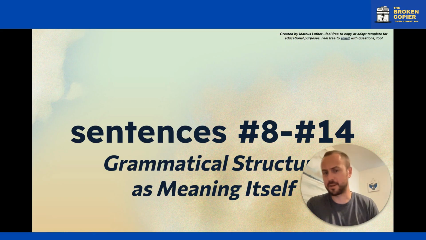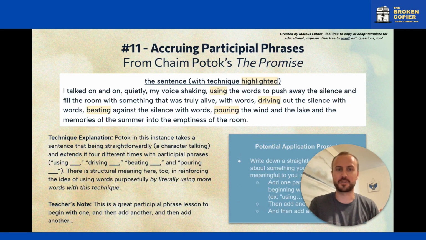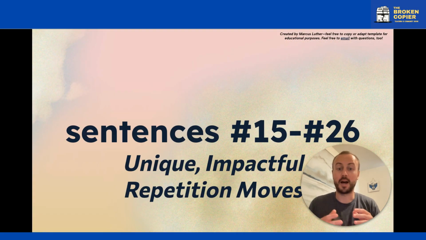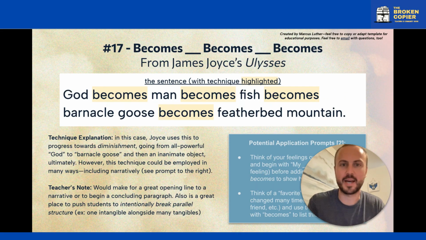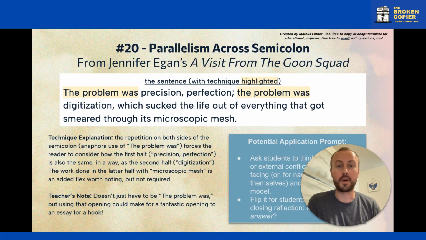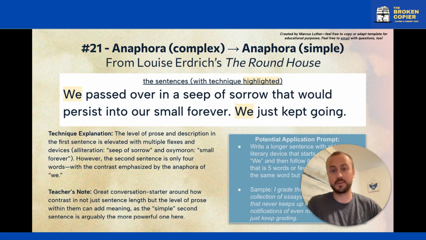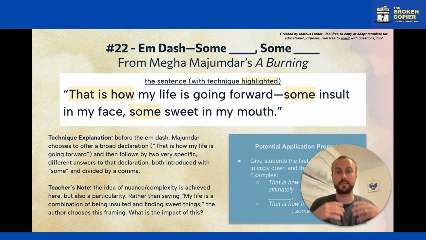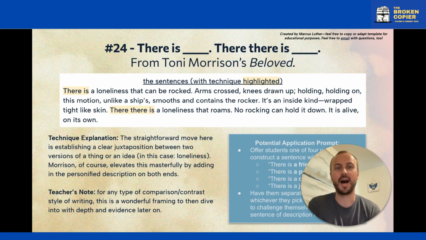I've got grammatical structure as meaning itself, where the structure is one of those. I have repetition moves. I think that's one of my favorite ones. It kind of jumps off the page. And you'll see a mixture of some back-in-the-day classics, like James Joyce's Ulysses, which I've used in the classroom, all the way to much more recent books like Jennifer Egan's A Visit from the Goon Squad, Louise Erdrich's Brown House, Meghan Majumdar's Burning. There are so many books in here, and again, this shows books I've read and loved.